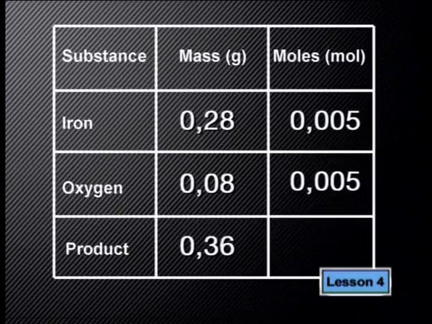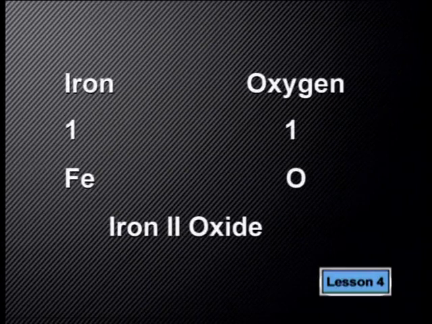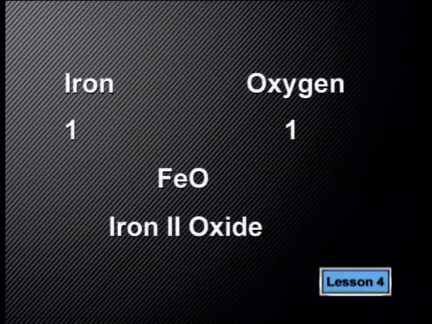I filled in the number of moles of iron and oxygen on my table. Check that you have the same answers as I have. This tells me that the iron to oxygen ratio is 1:1. So the empirical formula for the product is FeO. Our product is iron 2 oxide.